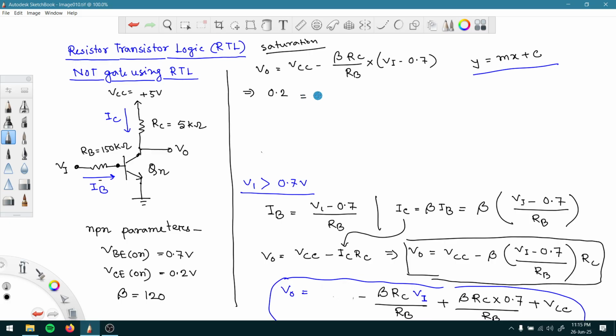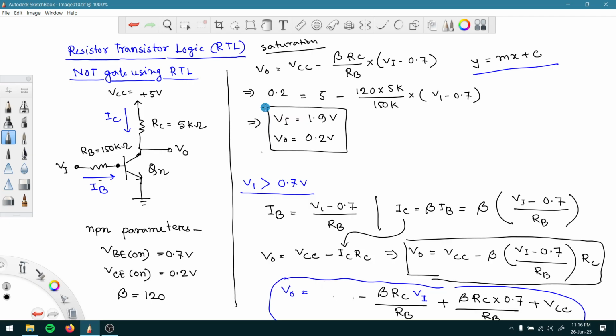So VCC is equal to 5, beta value is 120, RC value is 5K, RB value is 150K, and finally we need to find the value of Vi. Let us simplify all of these and find the value of Vi. After calculating everything, we see that the value of Vi should be equal to 1.9 volt. So this is when we have saturation, that means V0 is equal to 0.2 volt, right?